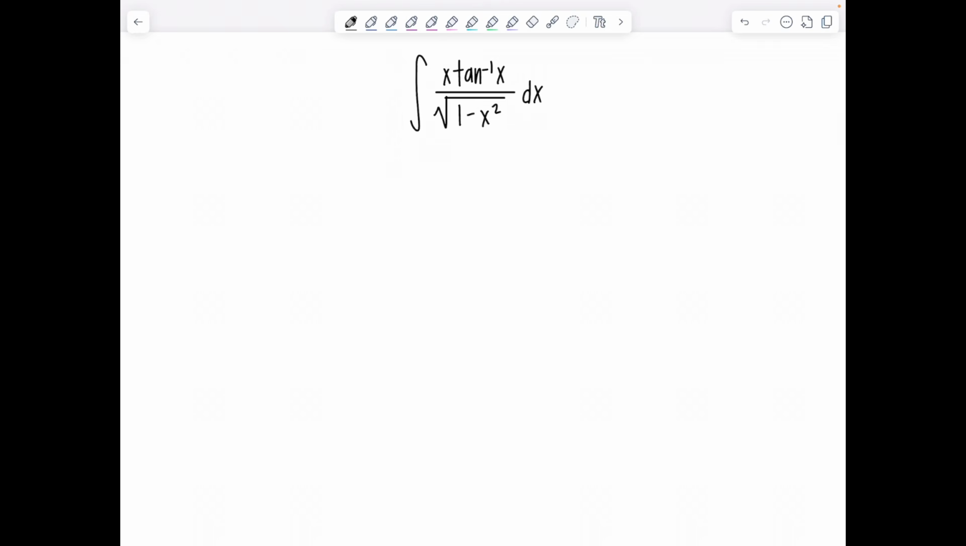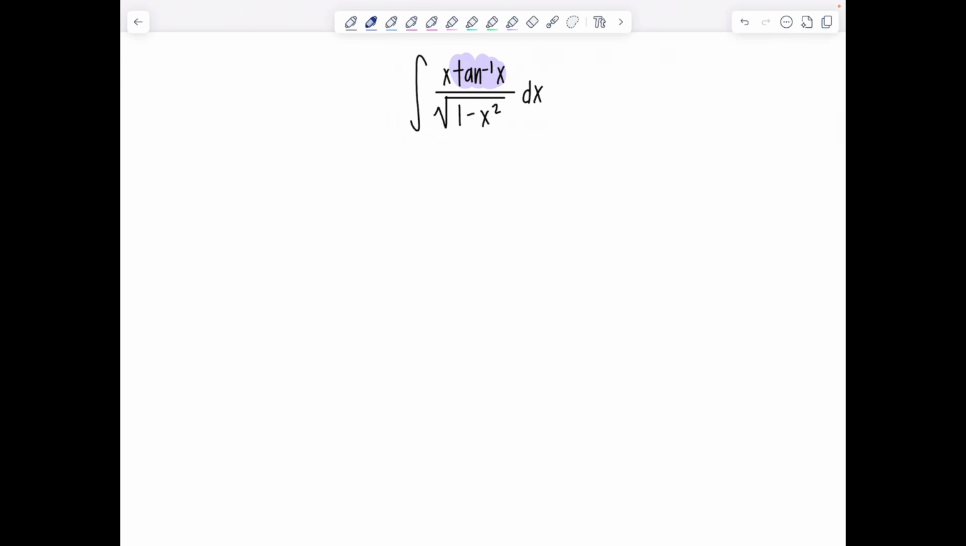We have the indefinite integral of x times tangent inverse of x over the square root of 1 minus x squared dx. So pause the video if you want to try it on your own. It's pretty involved. First thing I went for was integration by parts because the minute I see an inverse trig function, I think, let's go for it.